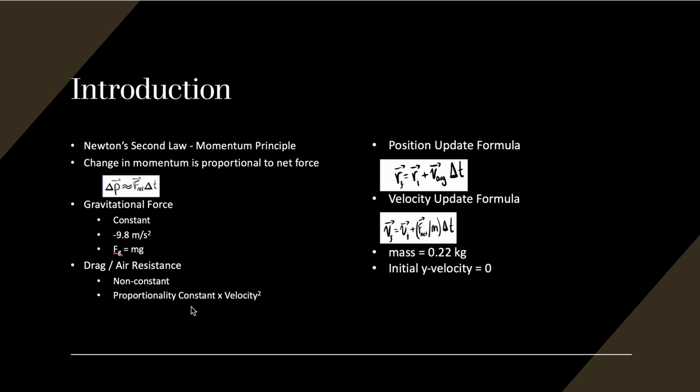And then the initial conditions: the mass of the slinky is 0.22 kilograms. And obviously the initial y velocity is going to be 0.